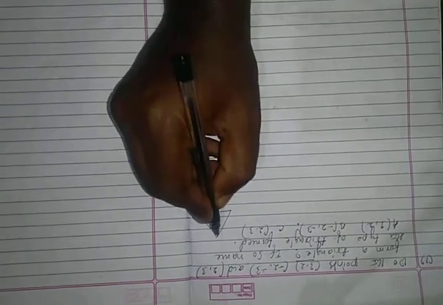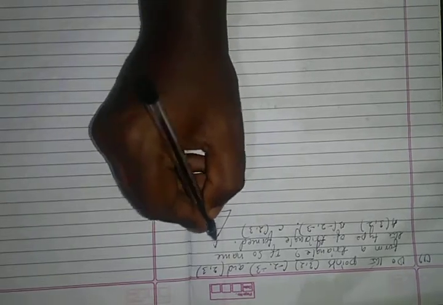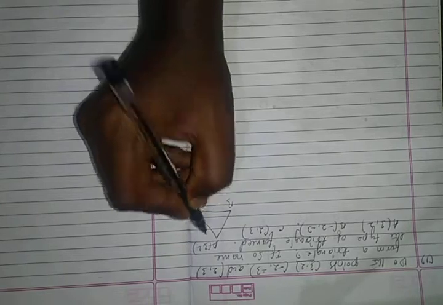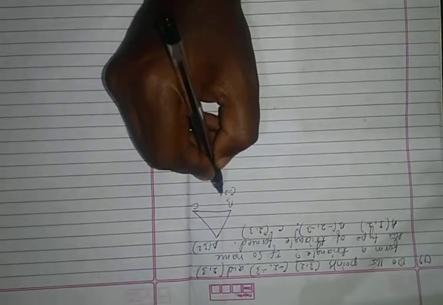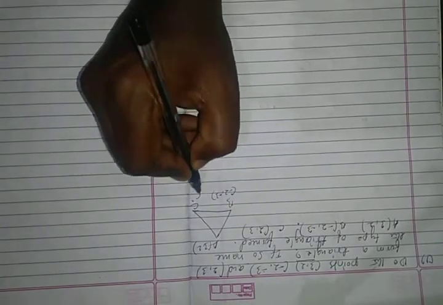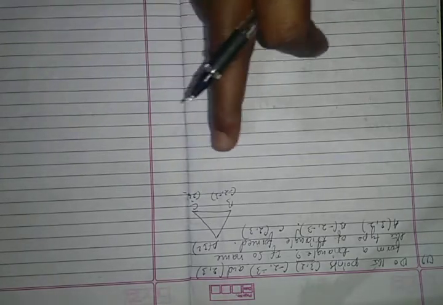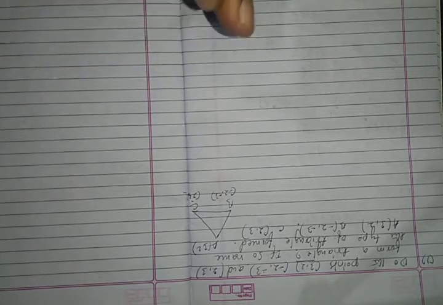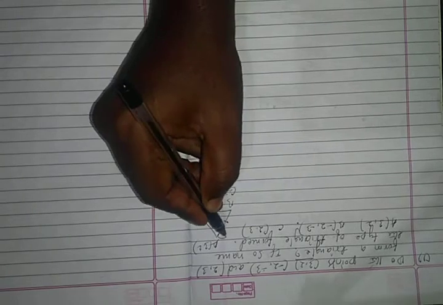So this is the imagined triangle ABC. Point A is (3, 2), point B is (-2, -3), and point C is (2, 3). We have to find out whether the coordinate points form a triangle, and if they form one, what the name of the triangle is. So let us see. First we have to find the distance between A and B.